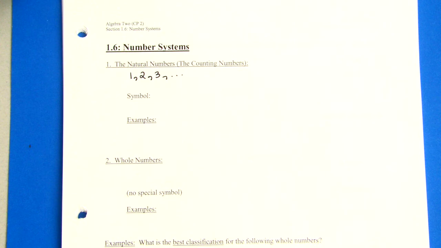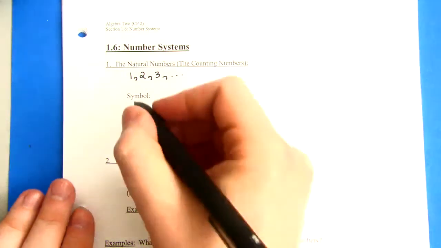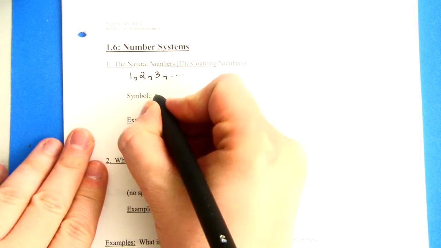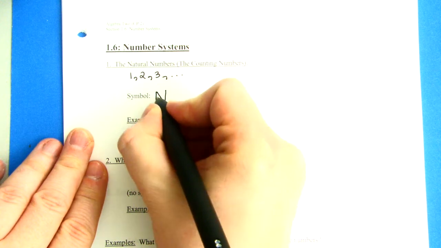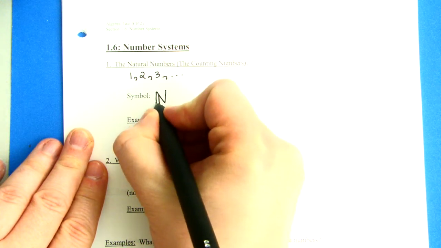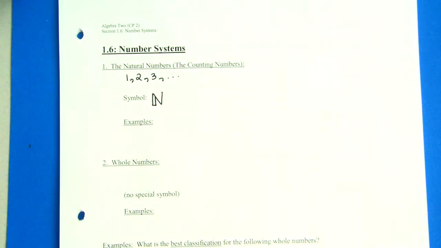We have a symbol for the natural numbers, and we have symbols for many of these different number systems. Our symbol for the natural numbers is a fancy looking N. I'm going to make a capital N, but I'm going to give it a double stem on the left. That fancy looking N means natural numbers.